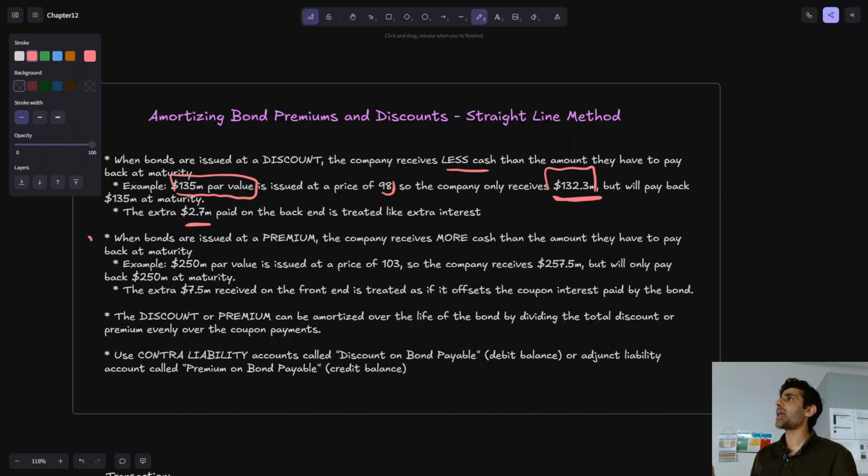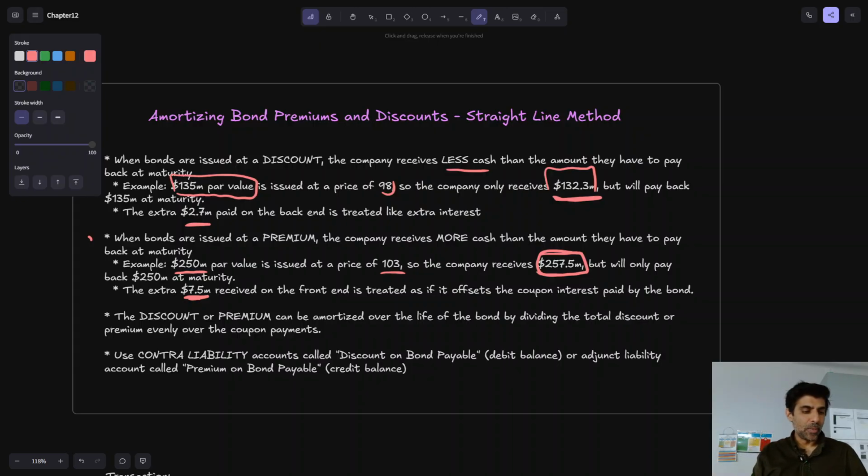The opposite is true when you issue at a premium. You're actually going to get more cash up front than you're going to pay on the back end. As an example, if we have a $250 million par value bond issued at 103, we're going to get more money. We're getting 257.5 million, but we're only going to pay back 250 million at the end of the bond. So that extra 7.5 million means that, though we're paying that coupon, we're actually paying a little less because we got extra money up front. It's like reducing the interest cost.